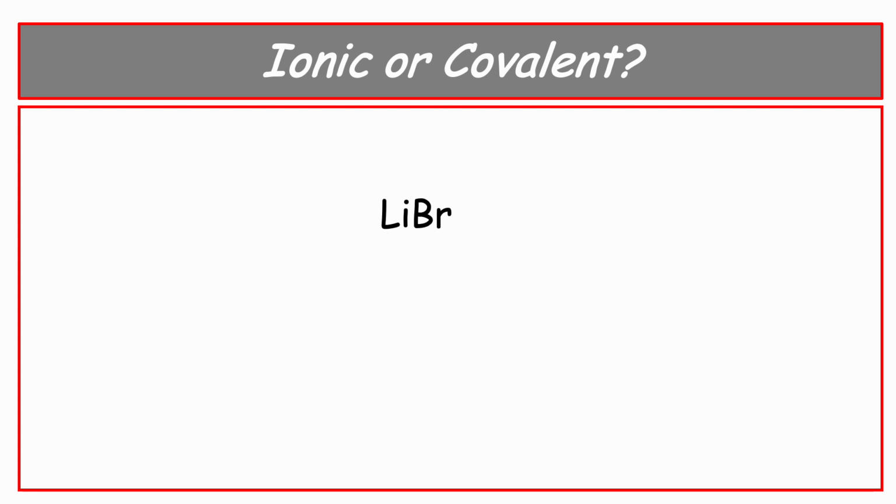Lithium bromide. Lithium's on the left, so it's a metal. Bromine's on the right, so it's a non-metal. A metal and a non-metal give rise to an ionic bond. And methane, CH4. Carbon is a non-metal, hydrogen is a non-metal, and two non-metals make covalent bonds.